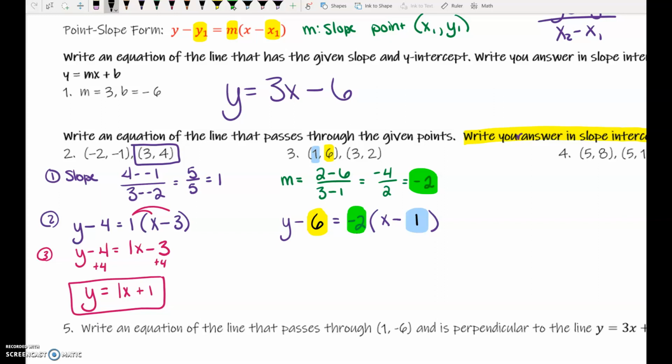Okay, step 3, let's distribute this slope. We've got y minus 6 equals negative 2x plus 2. Get y by itself. y equals negative 2x plus 8.